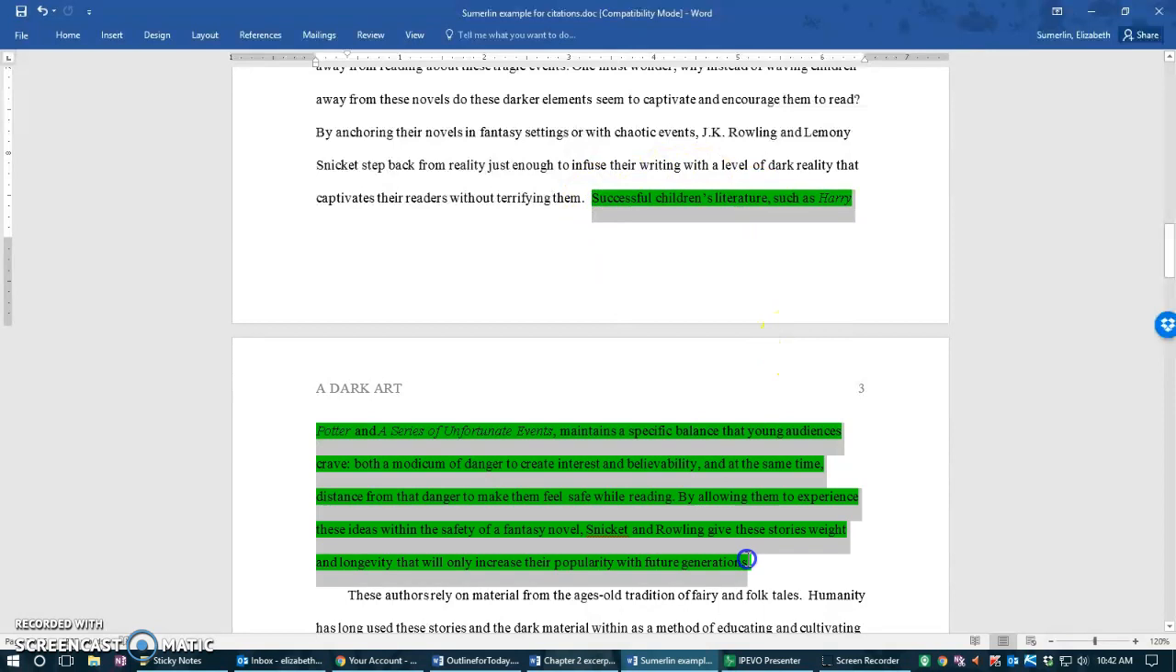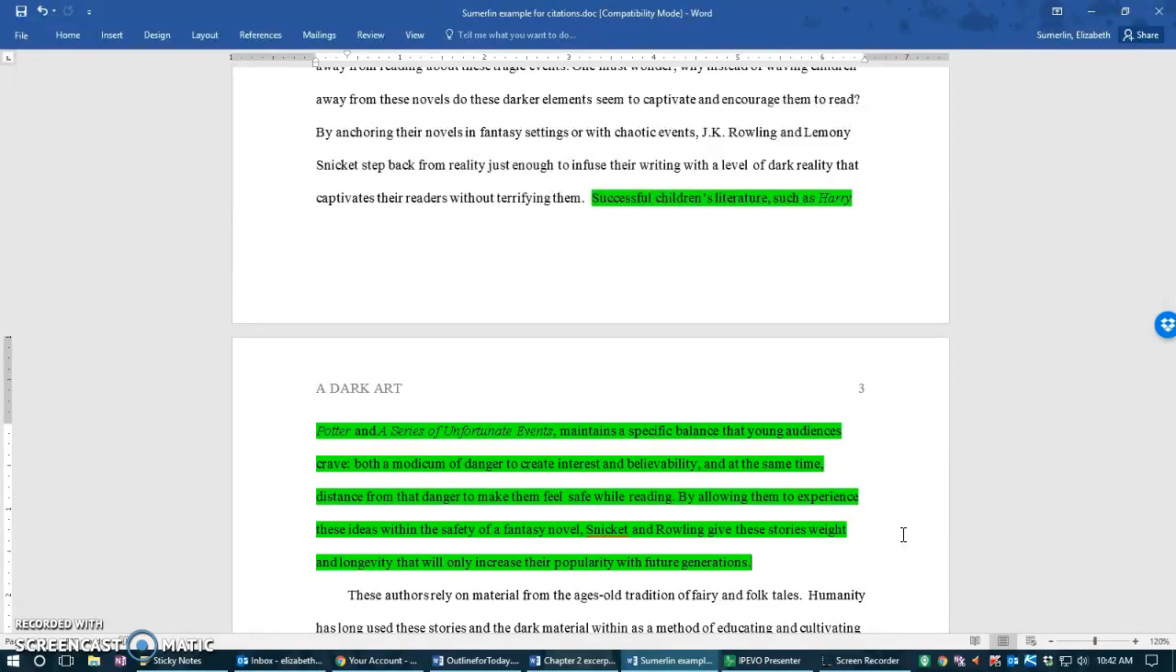The longer your paper is, the longer your introduction tends to be. But this highlighted green section is my thesis. Successful children's literature, such as Harry Potter and A Series of Unfortunate Events, maintains a specific balance that young audiences crave: both a modicum of danger to create interest and believability, and at the same time, distance from that danger to make them feel safe while reading. By allowing them to experience these ideas within the safety of a fantasy novel, Snicket and Rowling give these stories weight and longevity that will only increase their popularity with future generations.